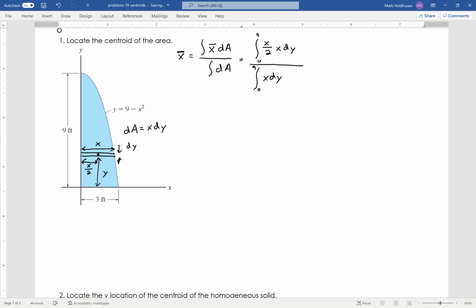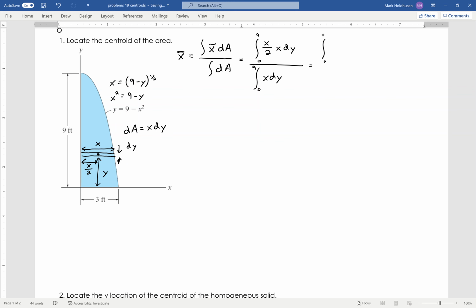But now here's the thing. I have x's and y's. I need to get everything in terms of y so that I can integrate it. And I have an equation for the line there, which I can reorient, basically say, well, x squared equals 9 minus y, and then x equals the square root, which I'll write as 9 minus y to the 1/2, like so. So now I know what x is. I have x in terms of y, so now I can get everything in terms of y here, which is what I'll do.